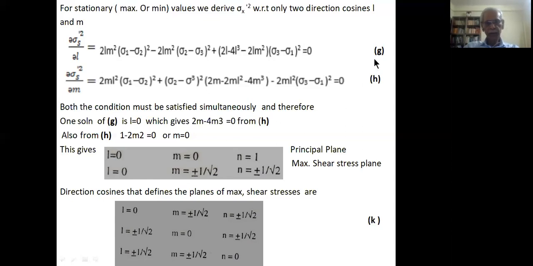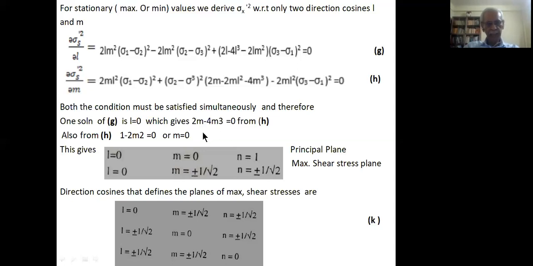As I said before, look at equation G. If you take L equal to 0, then equation G is satisfied. Put that value in H because we have to satisfy it simultaneously. If we put L equal to 0 in equation H, we'll see that everything else is 0 except 2m minus 4m cube, because this term is also 0. So 2m minus 4m cube equal to 0 from H.